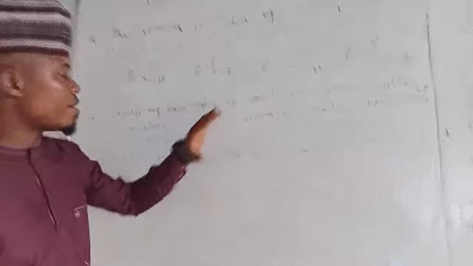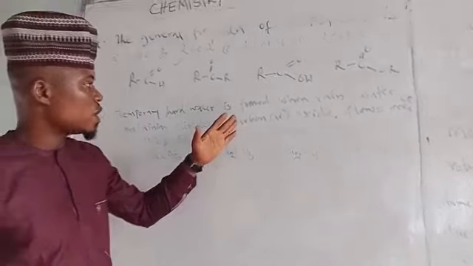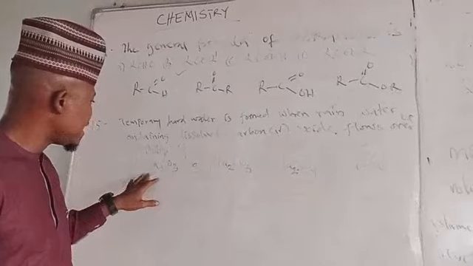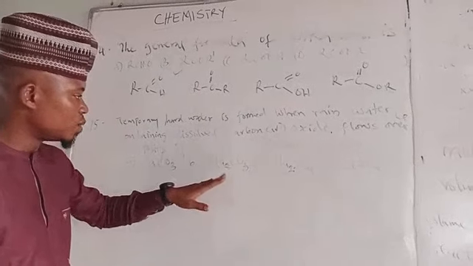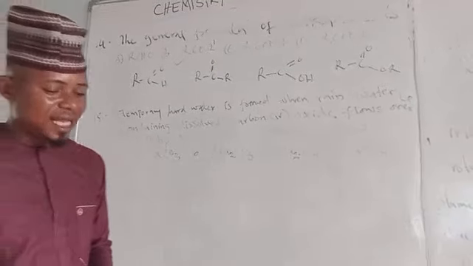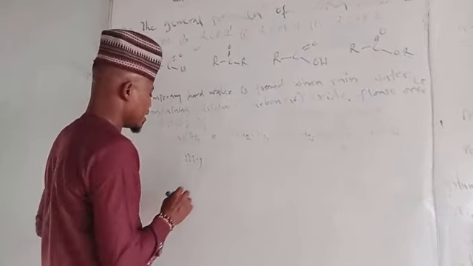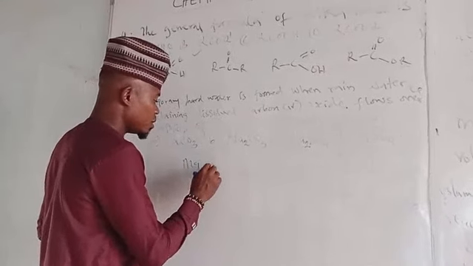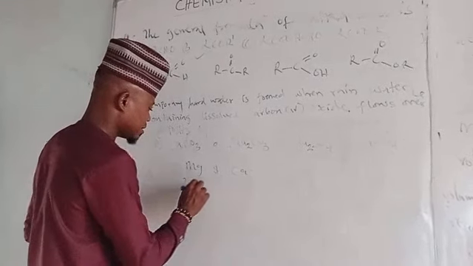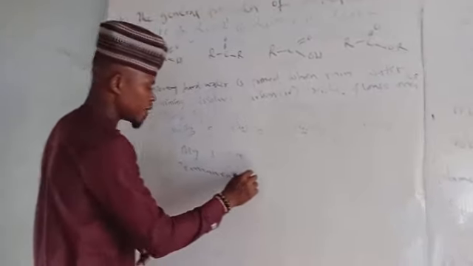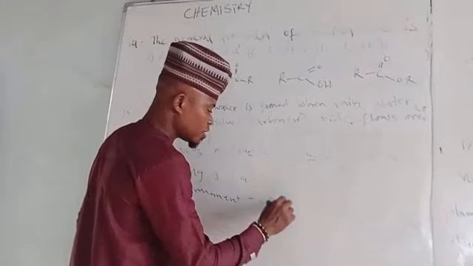Temporary hard water is formed when rainwater containing dissolved carbon dioxide flows over deposits of A. CaCO3, B. Na2CO3, C. Na2SO4, D. CaSO4. Now, note this. Hardness of water is caused by the presence of magnesium ion and calcium ion. Now, permanent hardness is caused by the presence of what? A sulfate.